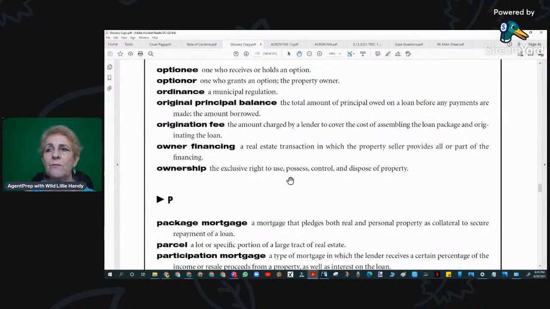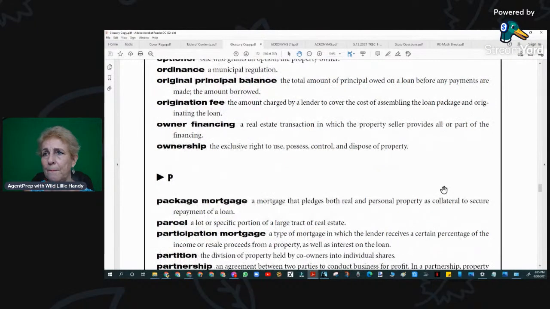Ownership, the exclusive right to use, possess, control, and dispose of property. Okay, ownership, the exclusive right to use, possess, control, and dispose of the property. So that's having all the bundle of rights, right?